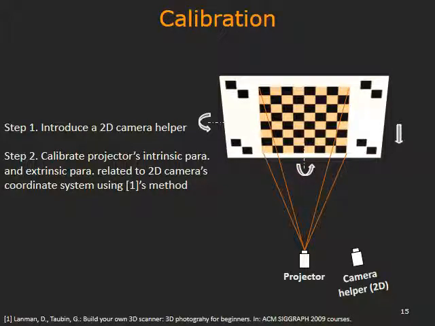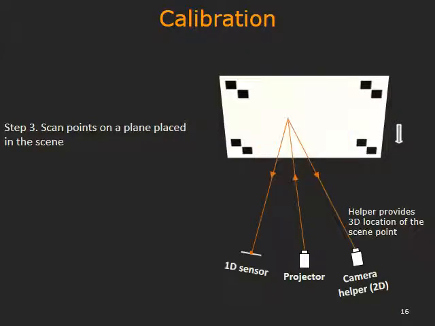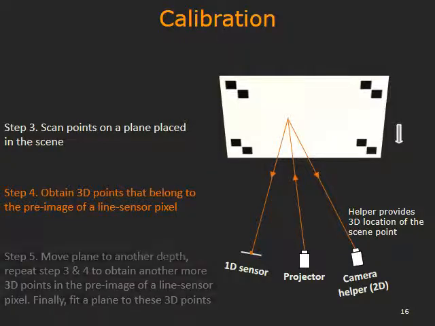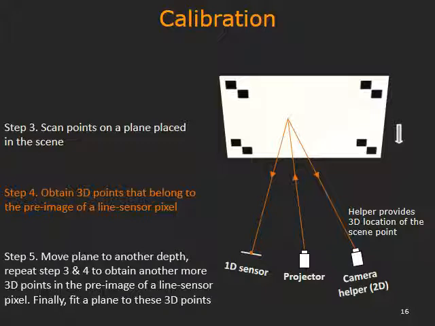The goal of calibration is to determine the plane corresponding with each line sensor pixel. Our calibration method is a 5-step procedure. First, using the helper 2D camera, we calibrate the projector and the helper camera using standard calibration techniques. Next, we place a plane in the scene and scan projector pixels sequentially. Using the helper camera, we can obtain 3D locations of these points, and further, by associating the points with line sensor pixels, we obtain 3D points in the pre-image of each line sensor pixel. By repeating this with multiple scene planes, we can find the plane corresponding to each line sensor pixel.